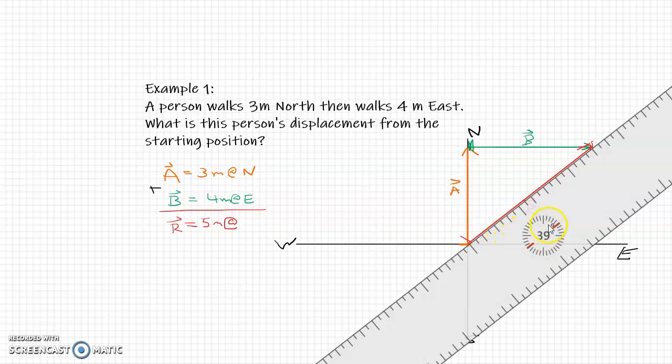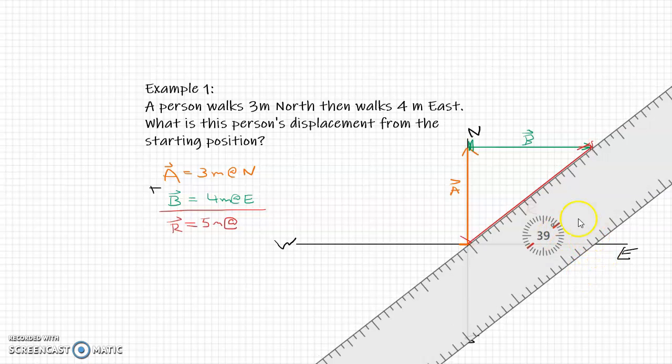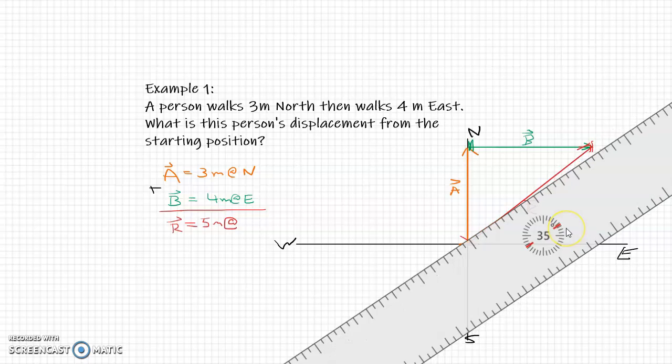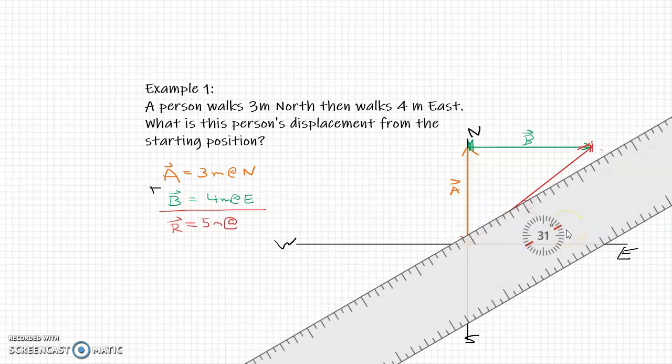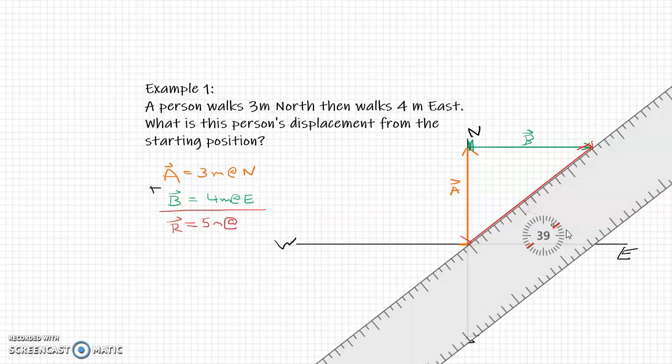In this case, this 39 degrees would be measured relative to the east axis. As I go up here, you notice I'm measuring a larger and larger degree with respect to the east. So I would say that this is 39 degrees to the north of east. As a full answer to the question here, doing the graphical methods, I would say my answer is 5 meters at 39 degrees north of east.